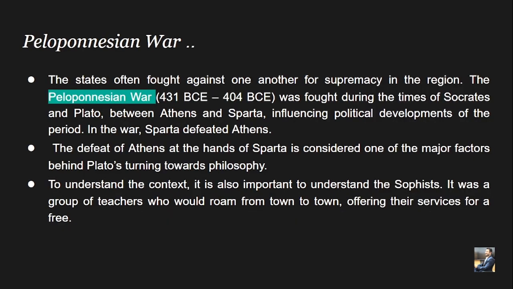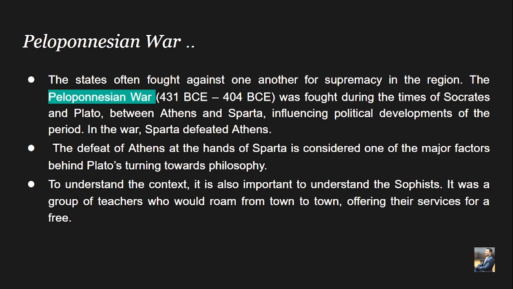Now we are looking at the Peloponnesian War. We all know that the Peloponnesian War was fought between Athens and Sparta. So let's have a look at what the Peloponnesian War was. The use of this in an answer is that sometimes we have to give a context to a theory, let's say Plato's theory of state or theory of philosopher king. Plato propounds the idea that a king should be a philosopher. So why is he propounding the idea?